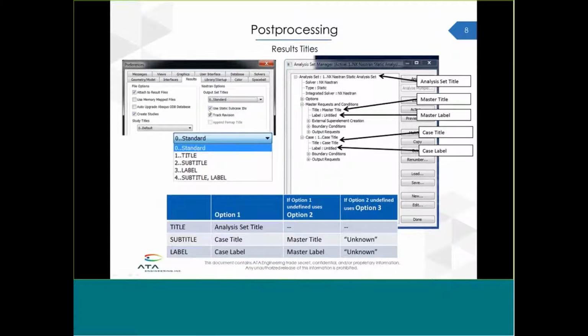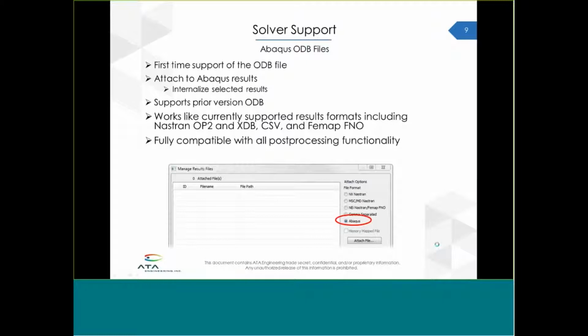It's a little bit confusing in here if you don't know what title, subtitle, label, all these refer to. What they actually refer to is if you bring up your analysis manager, you have an analysis set title, a master title and label, and then a case title and label. And down here I made a little key. So at first it looks for the title, it'll always grab the analysis set title. For the subtitle, it'll try to grab the case title. If this hasn't been defined, then it'll look at the master title. And if neither of these have been defined, you'll see unknown written out. And the same idea with the label. You can get the idea of what they're talking about.